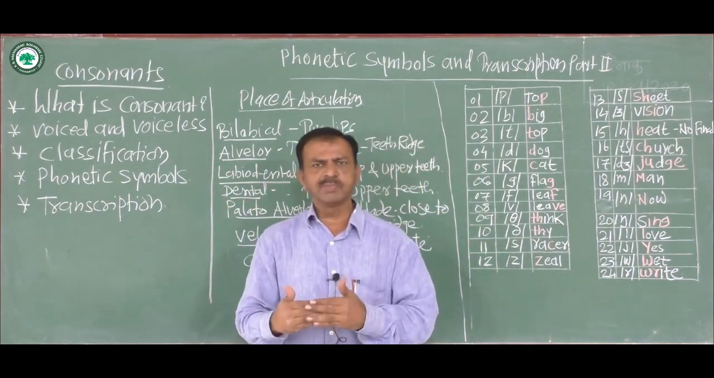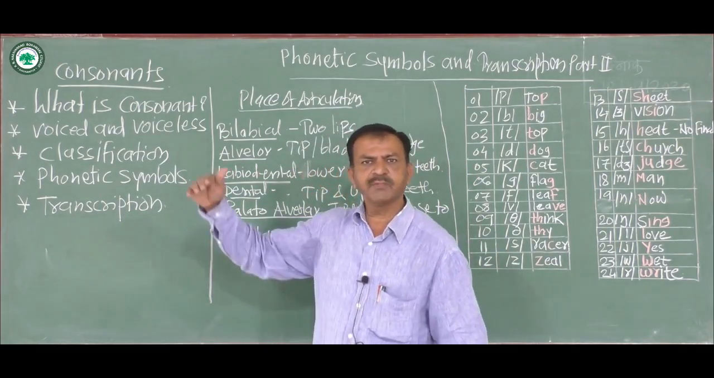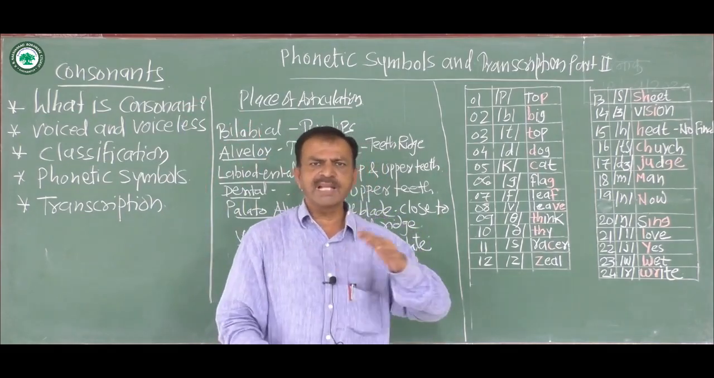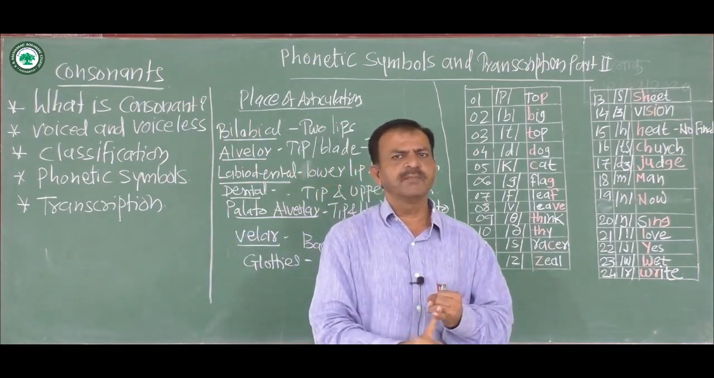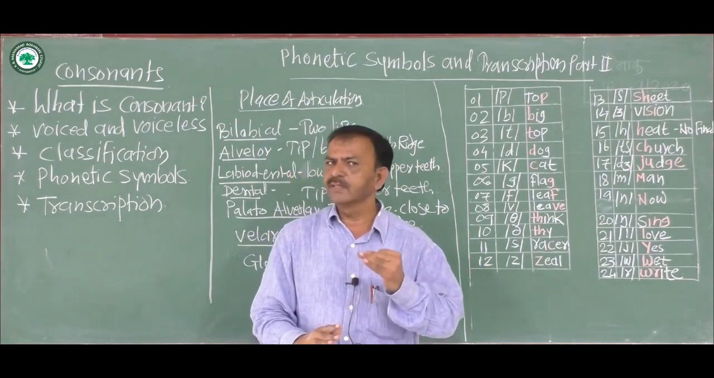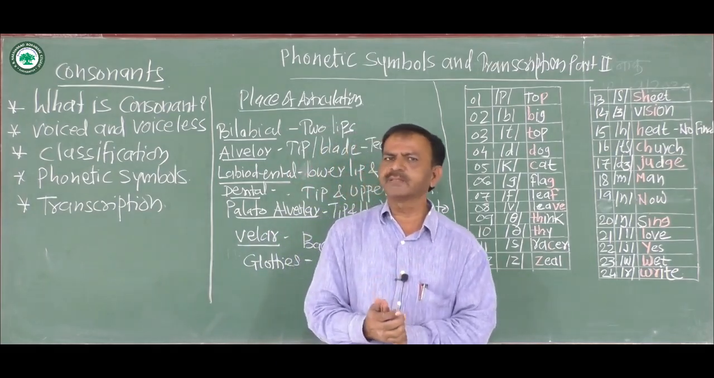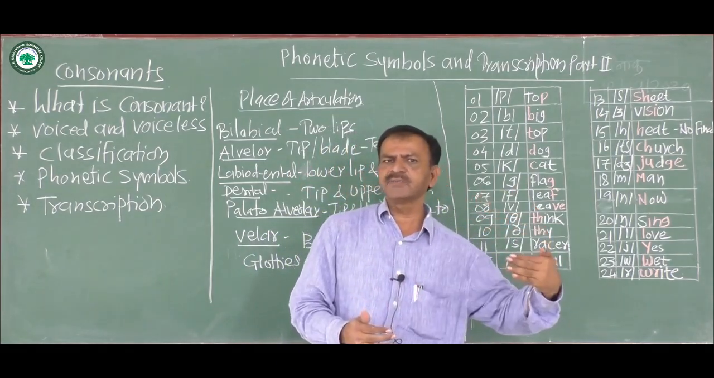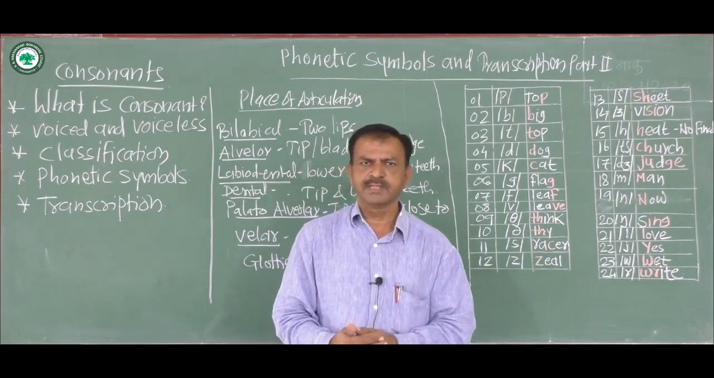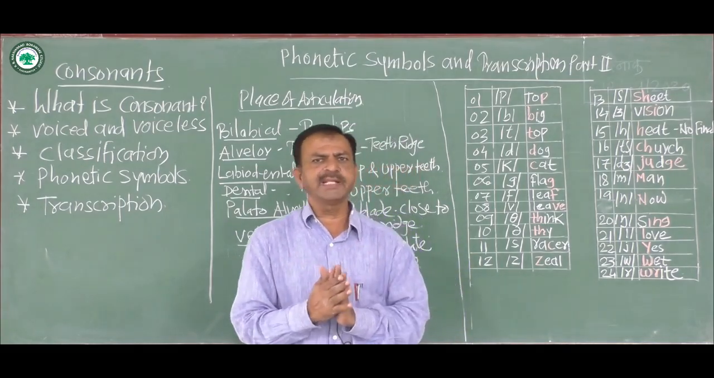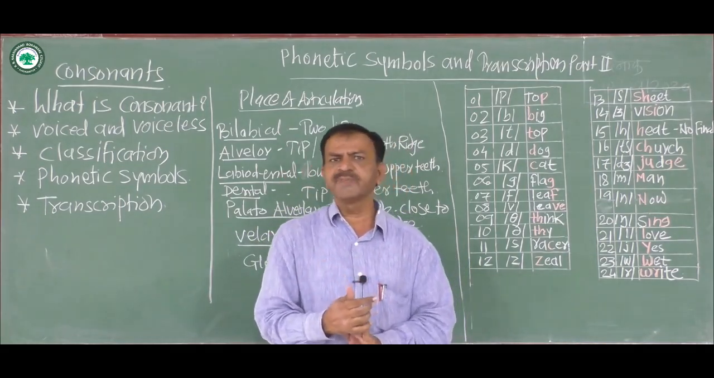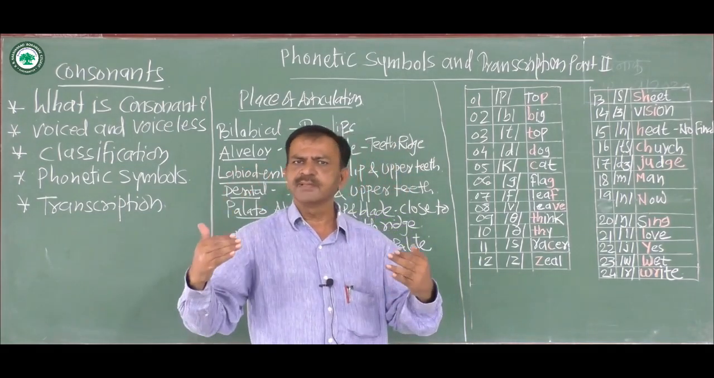Now I come to the first point, that is, what is a consonant. In the last video we studied what is a vowel, and in this video we are going to learn about what is a consonant. Before it, in the last video we studied that there are 44 sounds. The IPA, the International Phonetic Alphabet, has produced 44 symbols for 44 sounds.